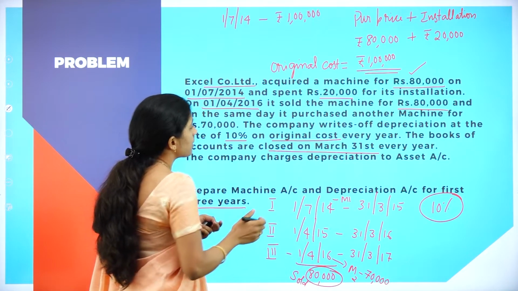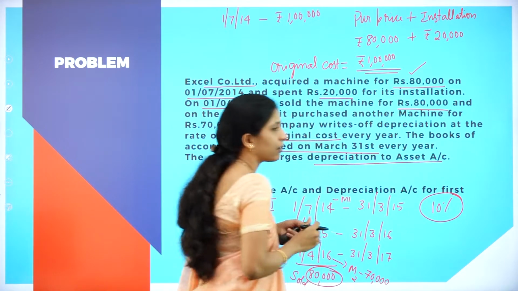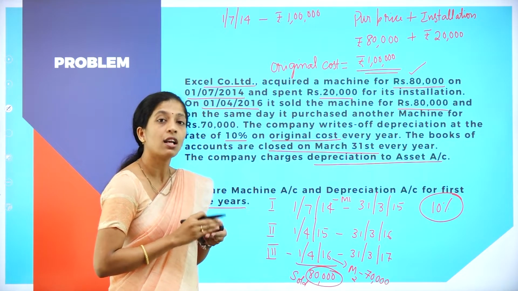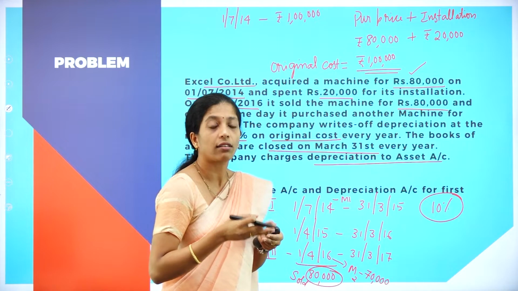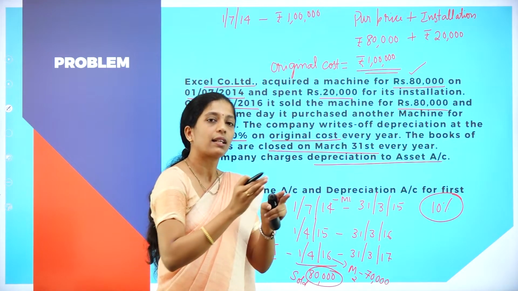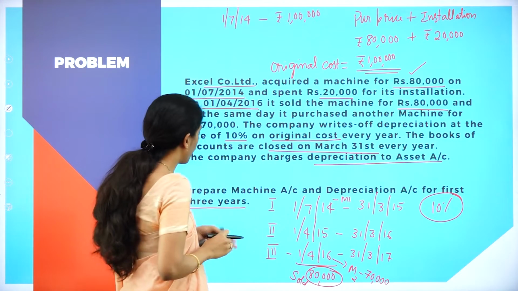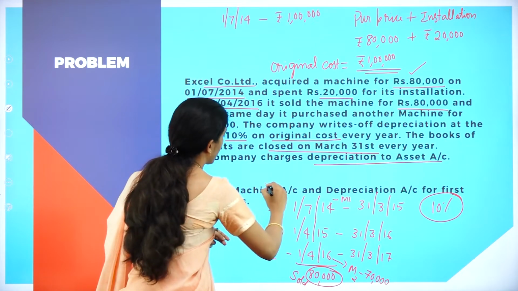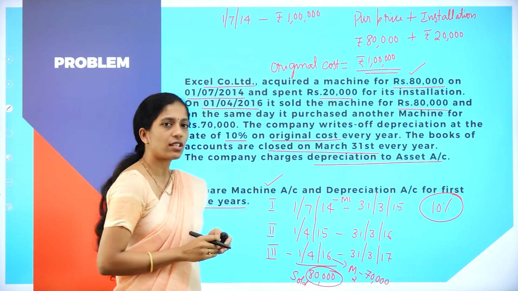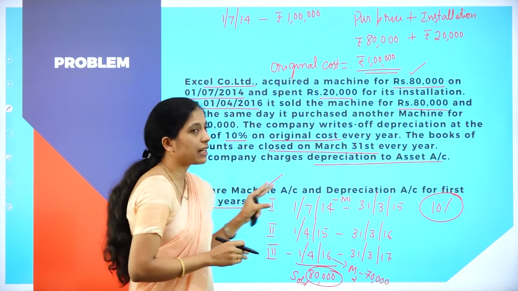The company charges depreciation to asset account. So here we are going to charge the depreciation to asset account. We are not going to create a new account, that is provision for depreciation account. We are going to directly charge the depreciation to asset account. Prepare machine account. So they have asked us to prepare machine account and depreciation account for the first 3 years. So hope you are clear with the problem.